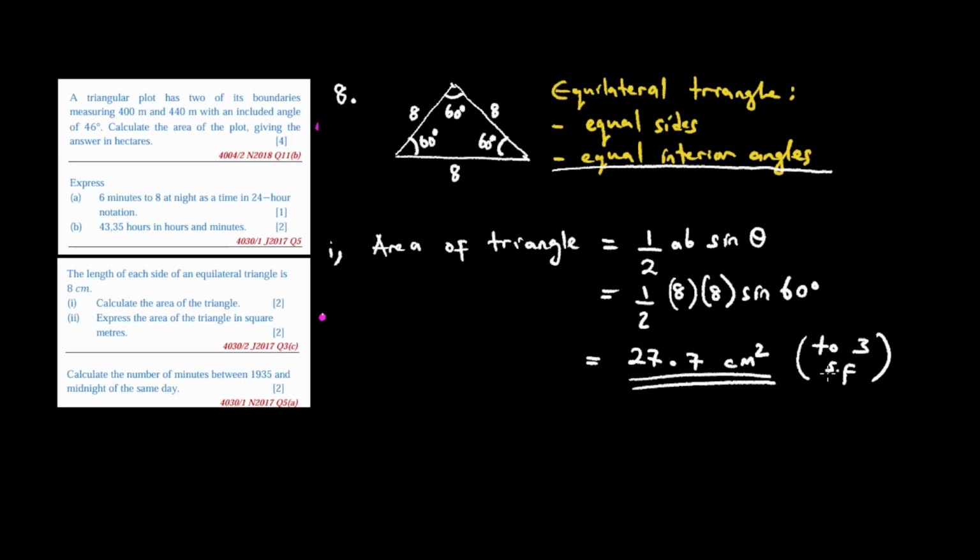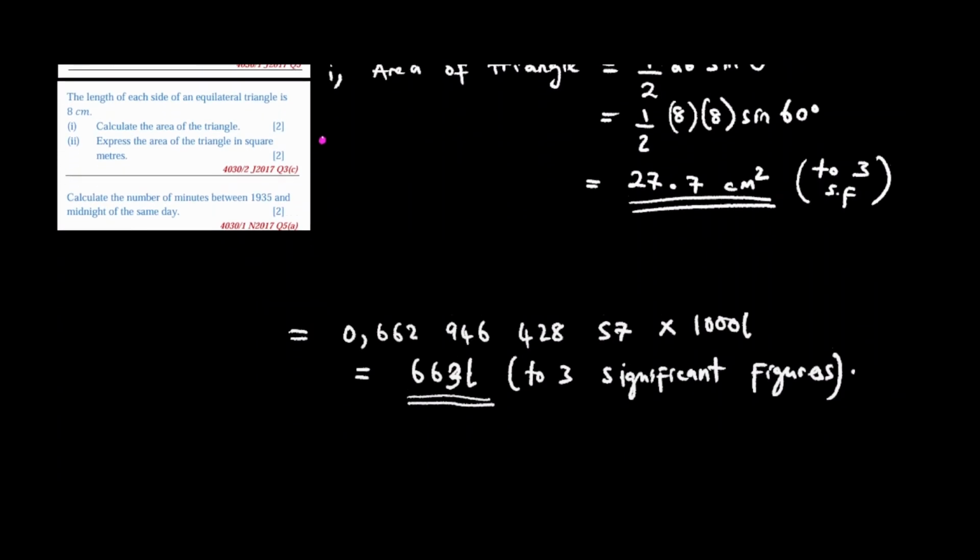So we have finished part 1. Part 2 asks us to express the area of the triangle in square meters. So we want to express that area in square meters. How do we do that?